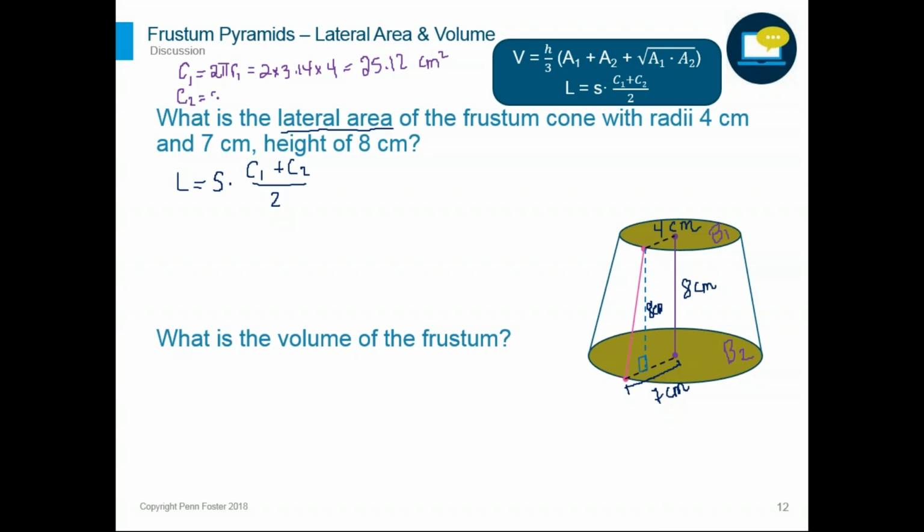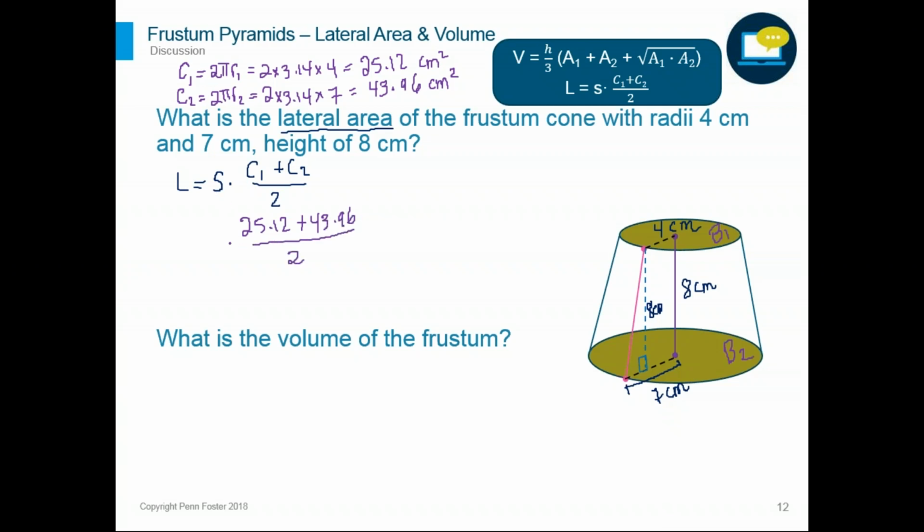C2 equals the same formula, except we're going to use the second radius. So it's 2 times 3.14 times 7 this time. Do the calculations using a calculator, and that will give you that the circumference of the second base is 43.96 centimeters. Let's use the values in the formula. So far we have 25.12 plus 43.96, divide this by 2.